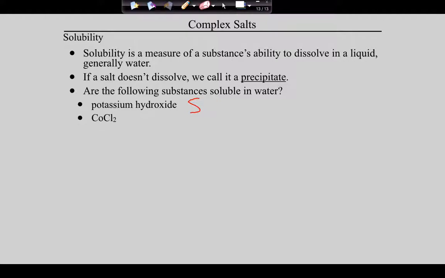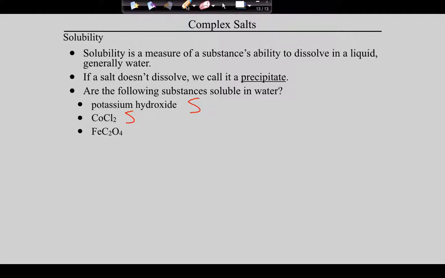So let's take a look at another one. Well, what about this? What about cobalt chloride? So we find cobalt on the left, and then we find chloride across the top, and we bring cobalt and chloride together, and you'll notice that this one as well has an S, indicating that it does dissolve in water. So let's do one more.